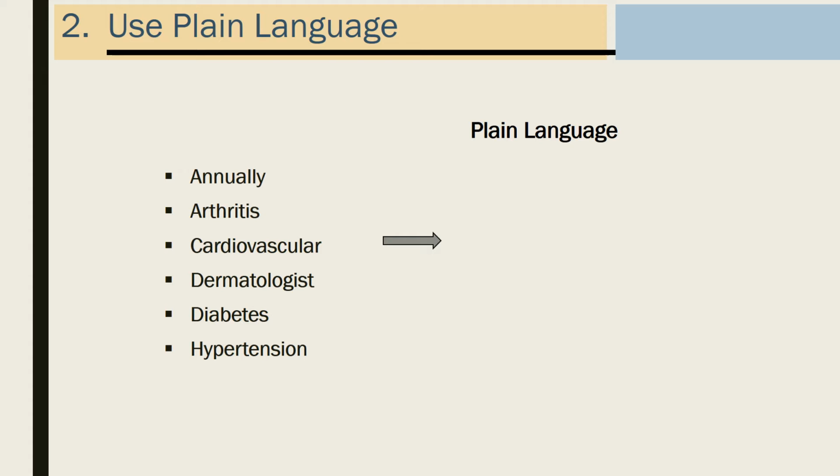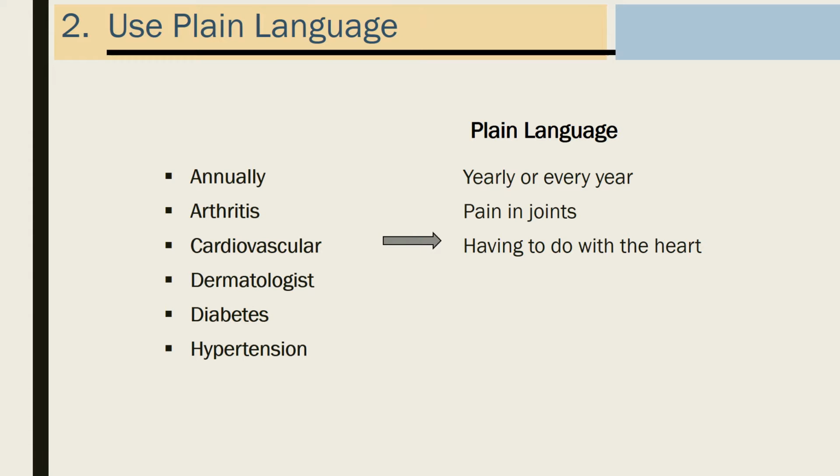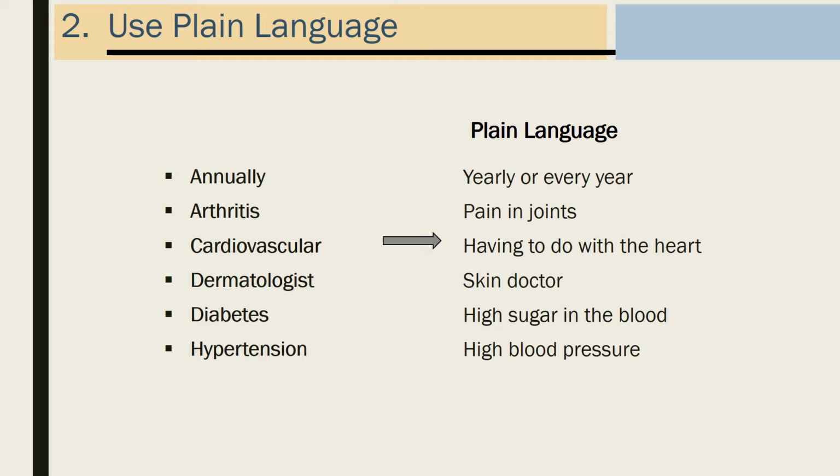Instead of annually, we could say every year. Arthritis, pain in joints. Cardiovascular, having to do with the heart. Dermatologist, skin doctor. Diabetes, blood sugar. Hypertension, high blood pressure.